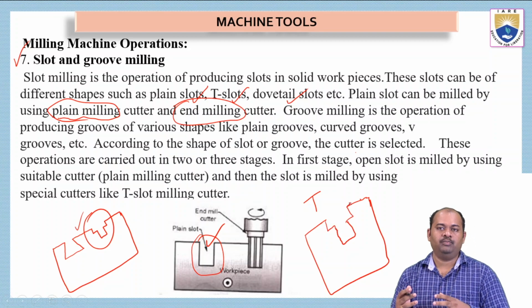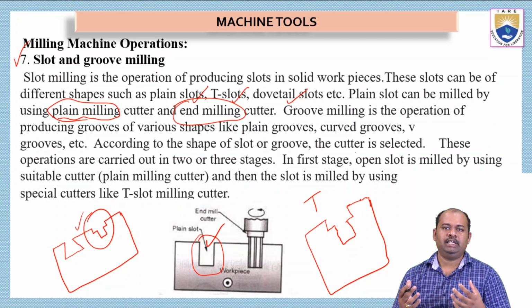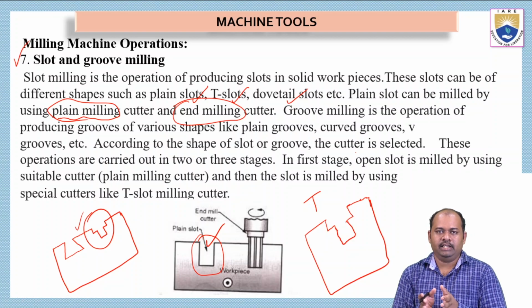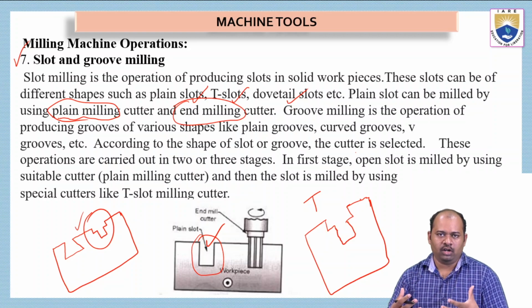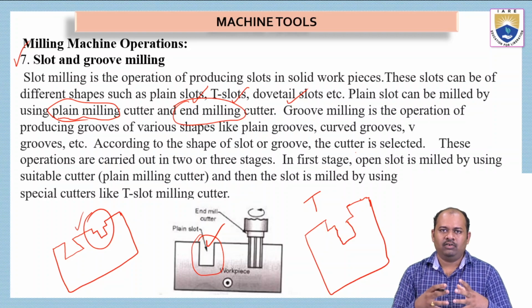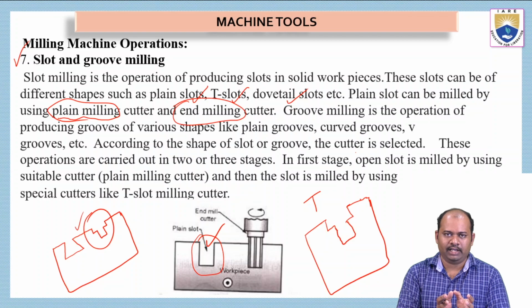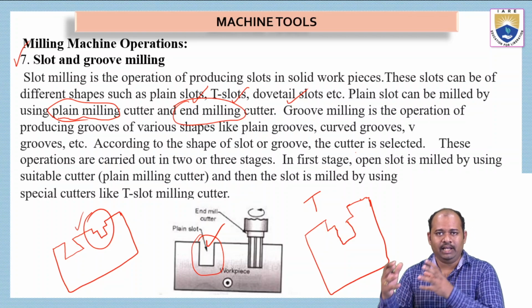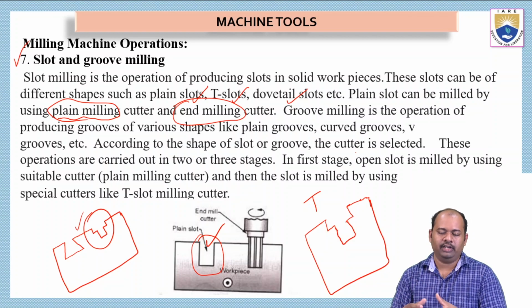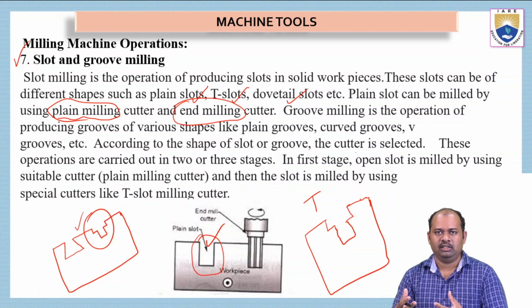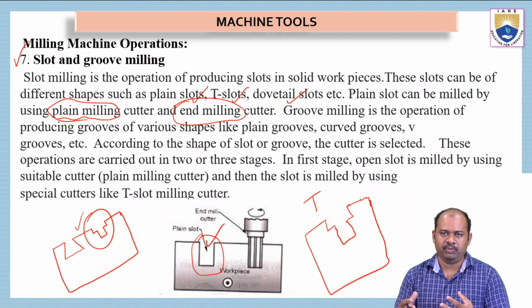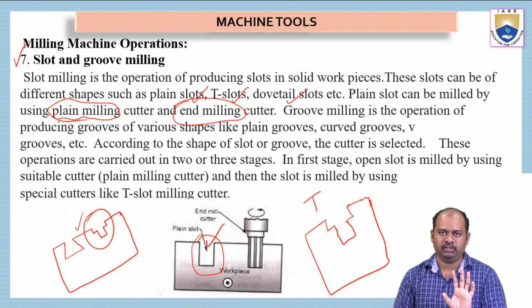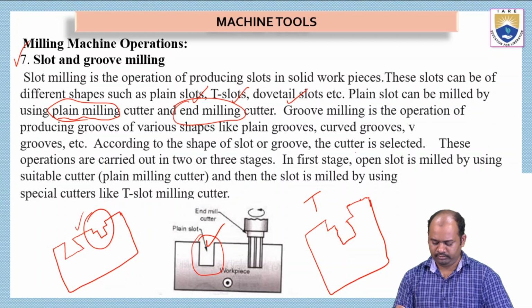So this is the final output. I have completely converted the rectangular slot or plain slot into a T-shaped slot. Depending on the type of slot, I have to prepare initially a simple shape like rectangular or semicircular, then convert it into the required shape. Some special shapes like dovetail shape cannot be done like this. They have to be done in a single process. They don't have two stages.